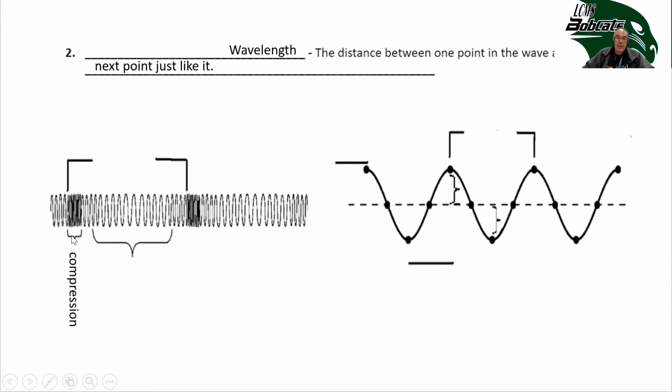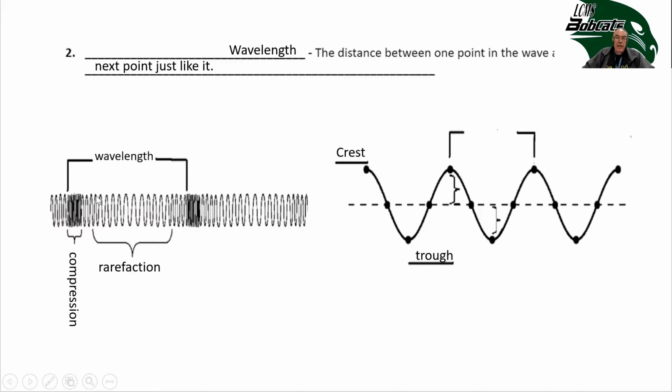So the part of the compressional wave that's close together is the compression. And this part that's far apart is the rarefaction. Now, the definition of a wavelength is one point on the wave to the next one just like it. So on this transverse wave, the highest point is called a crest, and the lowest point is called a trough.